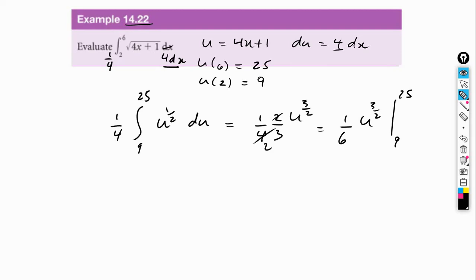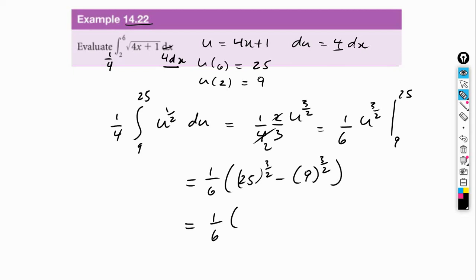So this is going to give us 1/6 times, in this case, 25 to the power of 3/2 minus 9 to the power of 3/2, right? And then this is going to give us 1/6 times 125 minus 27, and we're going to get 49/3.